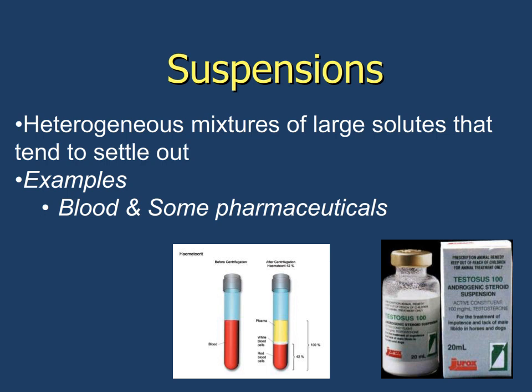Another type of mixture is something called a suspension. A suspension is a heterogeneous mixture of large solutes that tend to settle out if left undisturbed. And examples of suspensions here include human blood. Human blood, if you were to draw it out and place it into a test tube, over time, over minutes and hours, the red blood cells and white blood cells are going to tend to settle out, leaving the liquid part, the plasma, at the top.